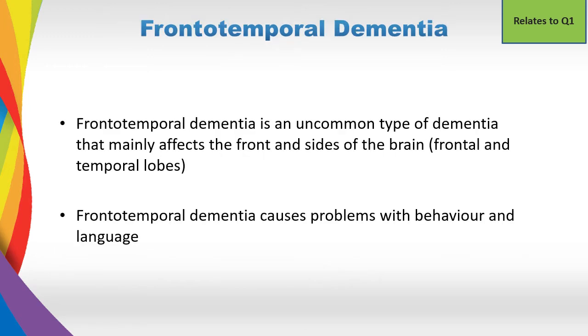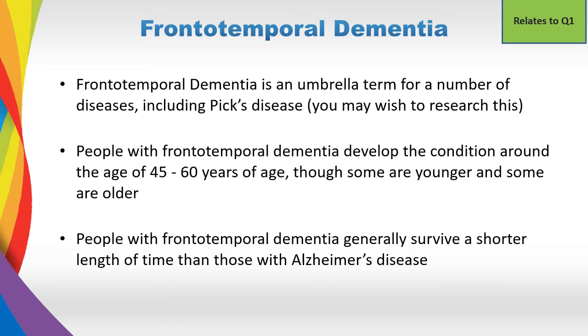Frontotemporal dementia is an uncommon type of dementia that mainly affects the front and sides of the brain. It causes problems with behaviour and language. So it's an umbrella term for a number of diseases, including Pick's disease, which I asked you if you wish to research previously. I would recommend it.